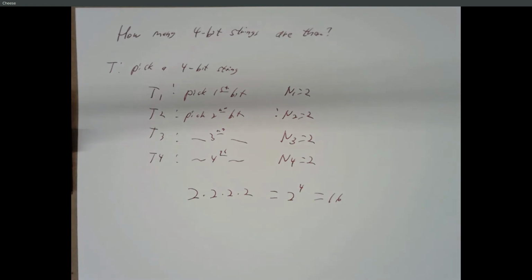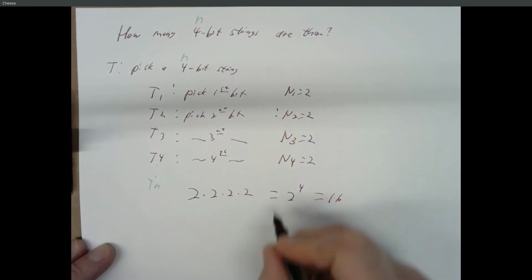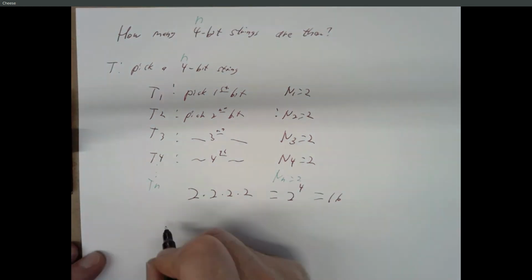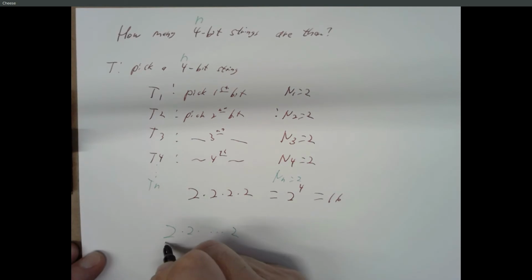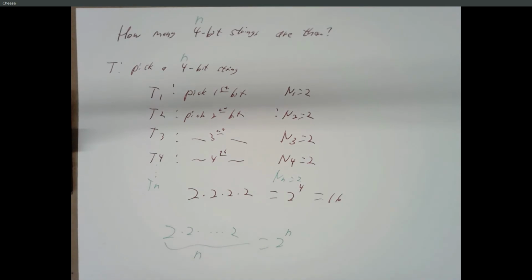When you have a truth table with 4 inputs, you have 16 rows. If you write integers with 4 bits, they go from 0 through 15. There's 16 possibilities. And if we generalize this to n-bit strings, we would go down to T sub n, which would be doable 2 ways, and the number of ways would be 2 multiplied by itself n times, which is just 2 to the n. That's another way to see that if you have n bits, you have 2 to the n possible combinations of those bits. 2 to the n rows in your truth table, and so on.